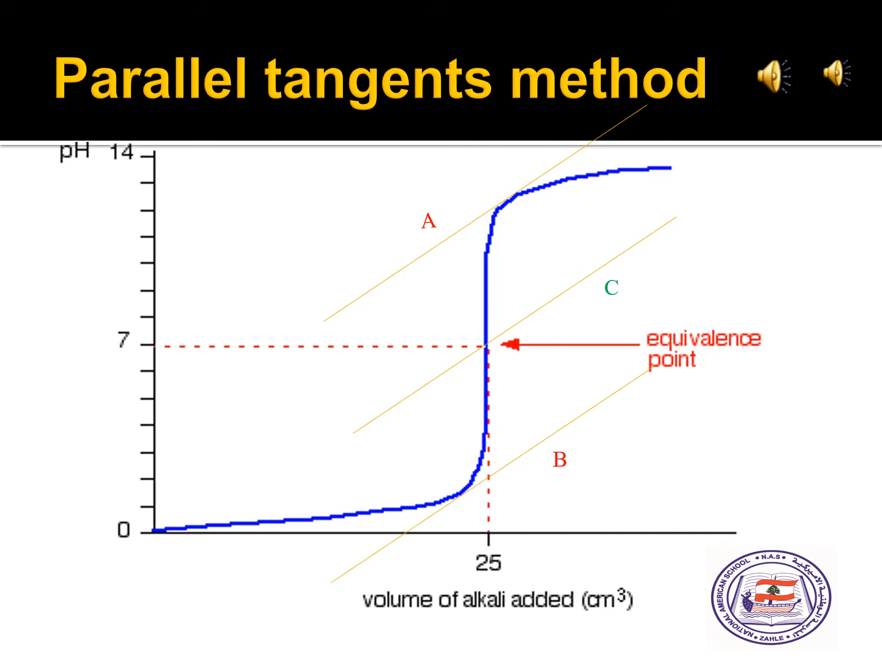So the coordinates of the equivalence point are determined graphically by the parallel tangents method, in this case as seen on the slide. And the coordinates are VBE equals 25 milliliters, which is the value on the abscissa or the x-axis, and of course the pHE equals 7 on the ordinate or the y-axis. The parallel tangents method, ladies and gentlemen, is also used in order to make sure that the curve is simply drawn in the right manner.